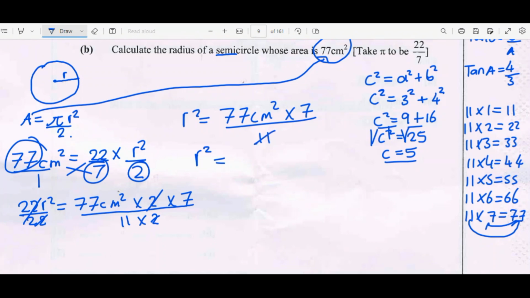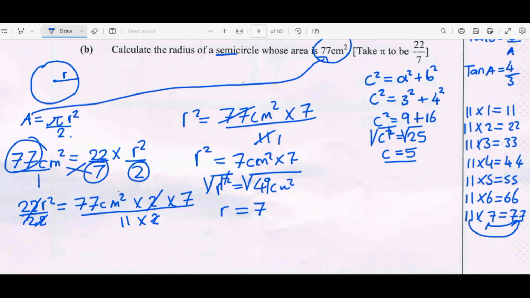So 11 here is 1, 11 here is 7, so 7 centimeters squared times 7. So 7 times 7 is 49 centimeters squared. So let's now take the square root of each side. The square root of 49 is 7. The square root of this is r. So the final answer is radius is equal to 7 centimeters. That's our final answer. So that's how we can simplify this question.